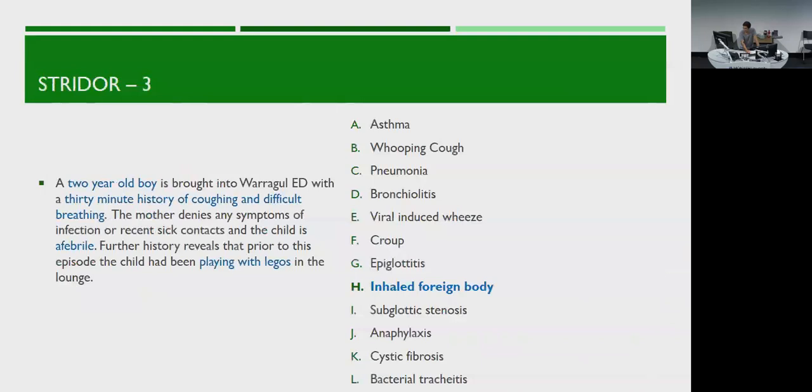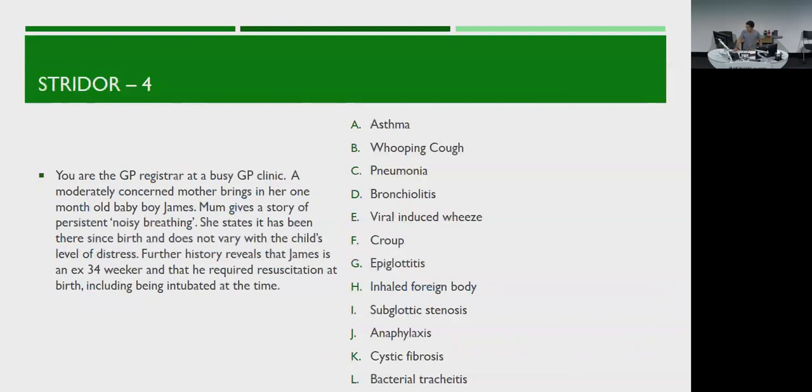Cool, so inhaled foreign body. This is a very acute presentation of coughing and could present with stridor as well. I should have chucked that in. There's a history of the kid either playing with or being found around an object that they could aspirate. One of the key features that leads you away from infective causes of stridor is that they don't have a fever, they don't have any coryzal symptoms. So yeah, this is inhaled foreign body. Excuse me. Next question.